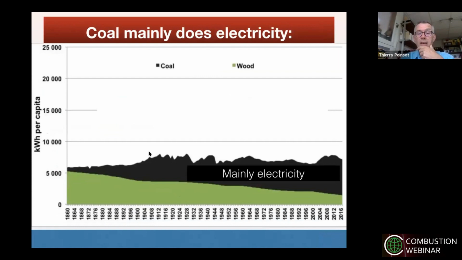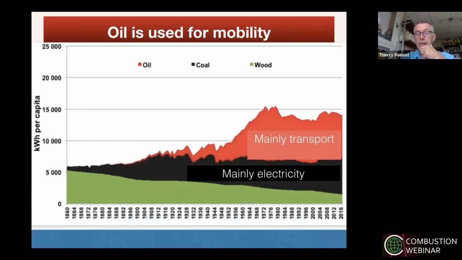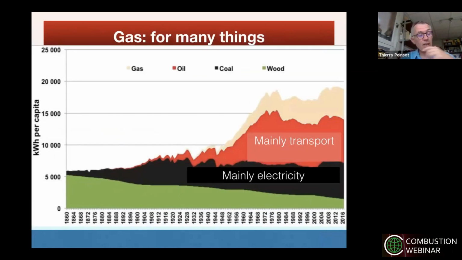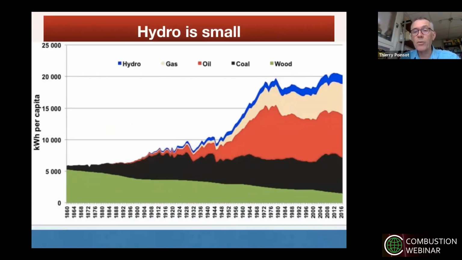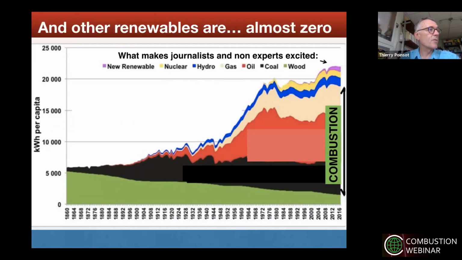So we added coal, and coal was really needed and used to produce electricity, and that's still the case today. Then we added oil, and oil is mainly used for transportation. And then we added gas, and gas can do a little bit of everything. Then we added hydroelectricity, the blue line here. And then we added nuclear, and then we added renewables. And you know, the renewables are here.